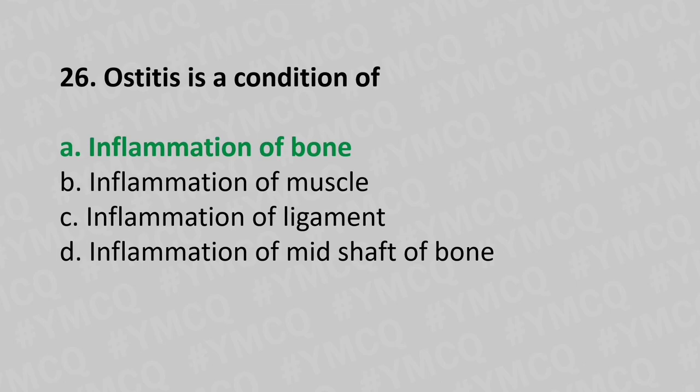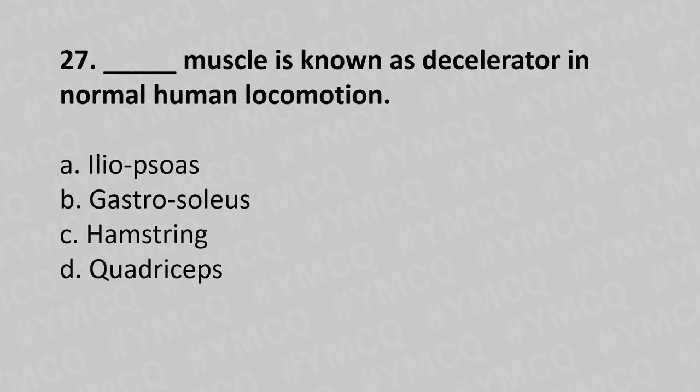Dash muscle is known as a decelerator in the human locomotion. Option A, iliopsoas. Option B, gastrosoleus. Option C, hamstring. Option D, quadriceps. And the answer is option C, hamstring.